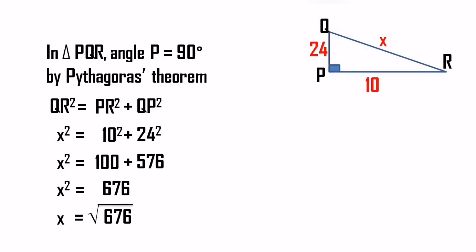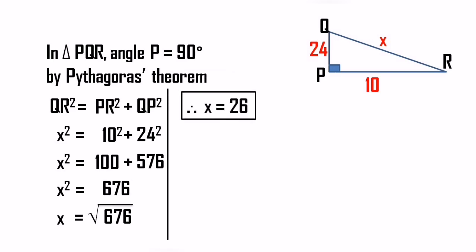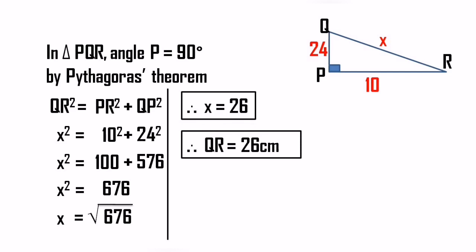The next step is always to find the square root of the number after the addition. If you know squares and square roots, you will definitely know that the square root of 676 is 26, and that makes my answer x equal to 26. That means side QR is 26 centimeters. Without fail, write the final answer along with the proper unit.